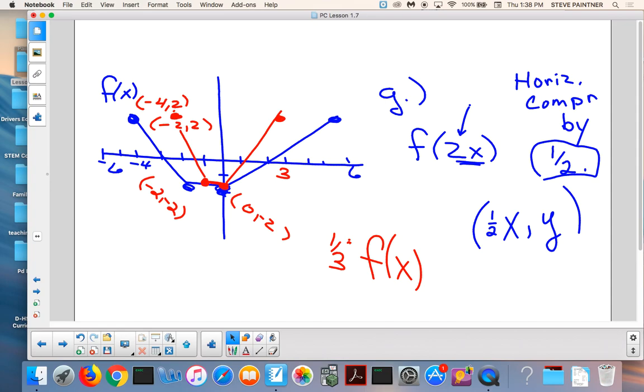Hey, Gage, can you grab my book? Actually, both books, I guess. Thanks.